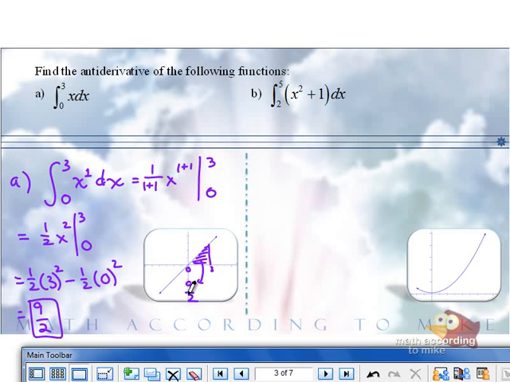However, in part B, we don't have a triangle anymore. We have a curve. So simple geometry won't help us anymore. So that's where calculus would need to kick in. All right, part B. Let's rewrite this down.